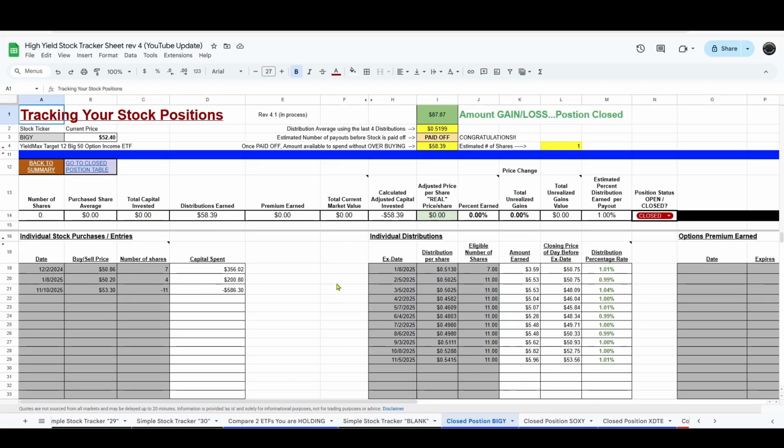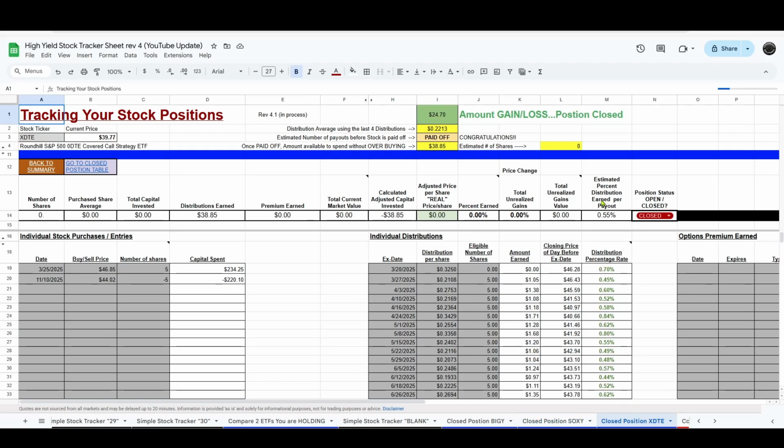And here's one I did close, and this was BIGY. I closed and earned $87.87. And this is the amount that I did enter into that closed position tab. SOXY, SOXY, I earned $137.47. In XDTE, I earned $24.70. Now, all three of these positions I did close.